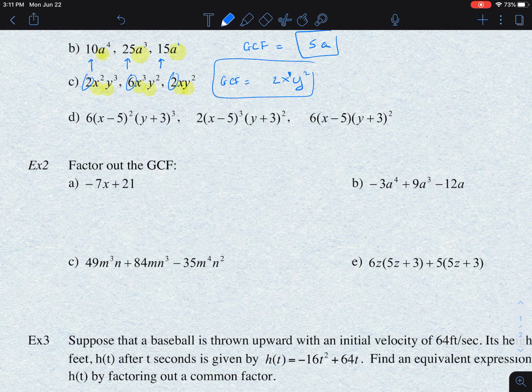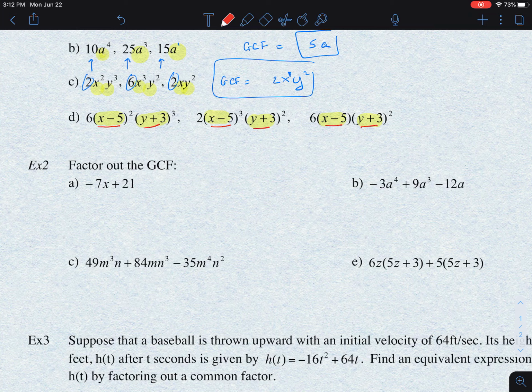Next, we have slightly more complicated expressions. These are algebraic expressions in factored form, and they're not just x and y. They are in binomial form. Looking at the first algebraic expression, we have x minus 5 squared as a factor, and y plus 3 to the 3rd is a factor of this first expression. It turns out that all 3 algebraic expressions contain these factors: x minus 5 and y plus 3.